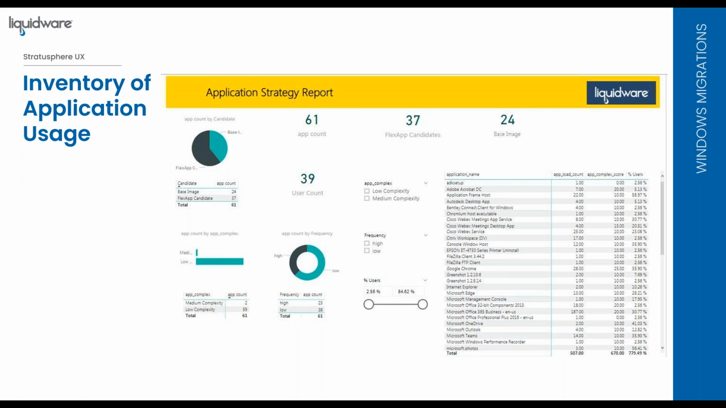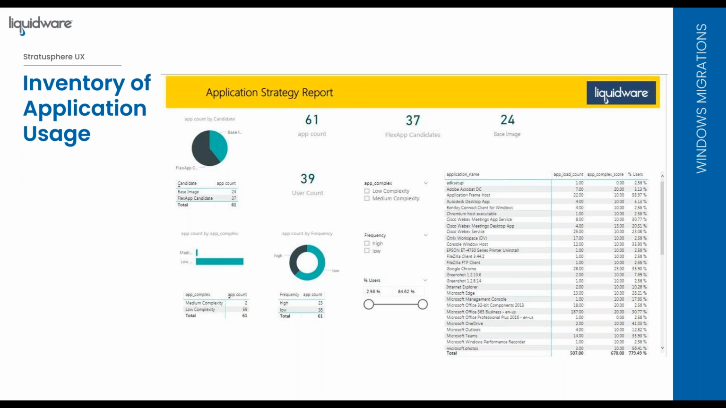We leveraged Power BI to do this report. In this case, we're looking at the total number of applications in the environment across all desktops, 61 there at the top. We're already starting to look at, is there a better way to deliver these applications? Flex App candidates, 37 out of that. And then which ones are used by all users? Maybe they should be in the base image, and we've made an assessment call on that. So this is one way you can start to look at your applications.